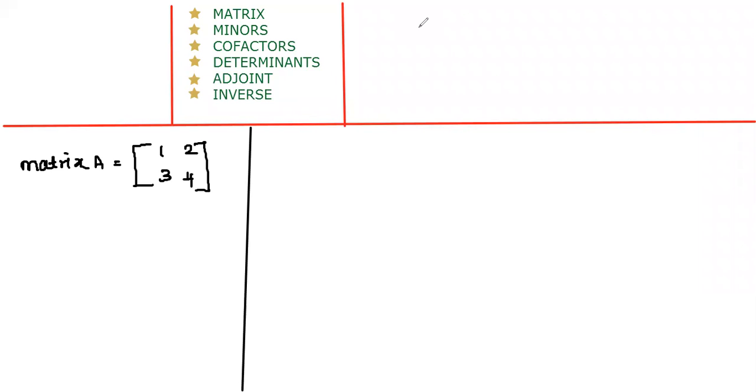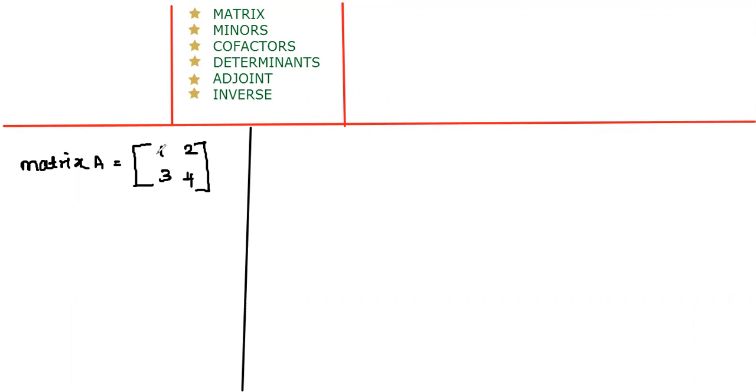In today's session, I'll be discussing the foundation of matrix with the help of a 2x2 matrix. So in today's session, I'll be covering the minors, cofactors, determinant, adjoint and inverse. I hope this session will be easy and effective. Let's begin the session. So here is the example.